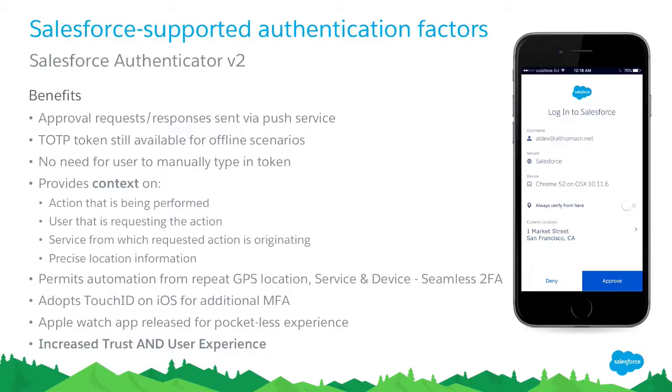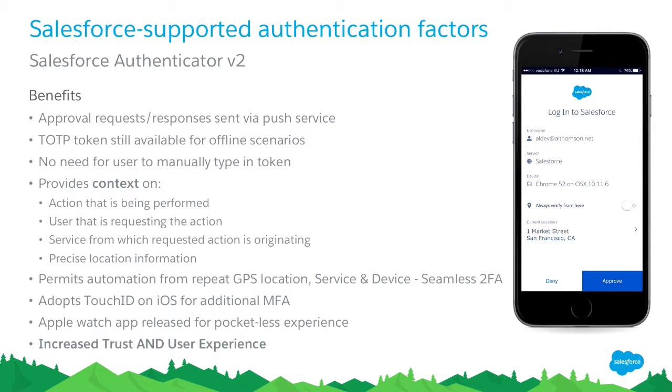What it does is provide you more information. It provides you context. You know exactly which user account is being used for which service on which device. You know what location you're approving from. And all this information is sent back to the org, so as an admin, you know where your users are approving their logins from.